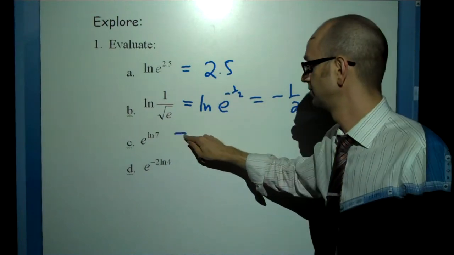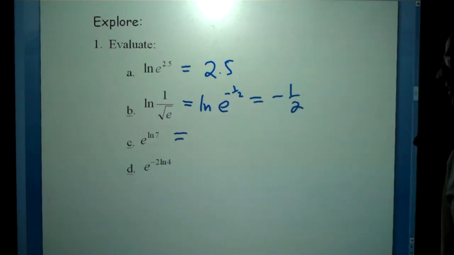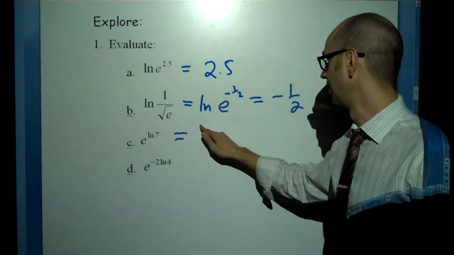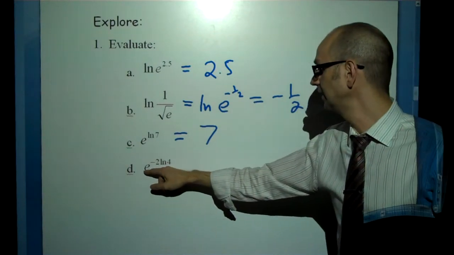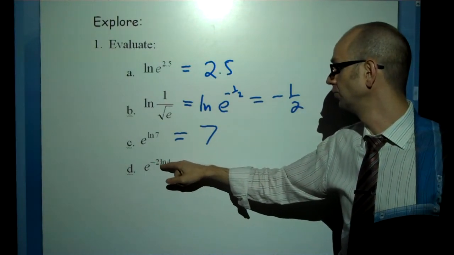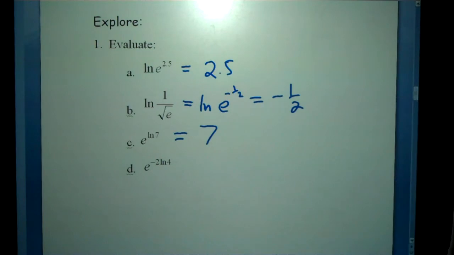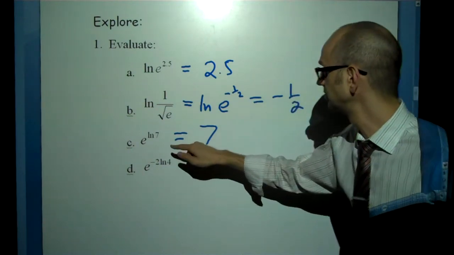Part C, e and natural log are still inverses. They cancel each other out, and there's 7. There's a longer way to explain that, but that's really the short version. And then I get here, e, and then I have it to the -2 times the natural log of 4 power. The e and the natural log are not right next to each other. They can't cancel each other out. So let's focus on what's in the exponent.